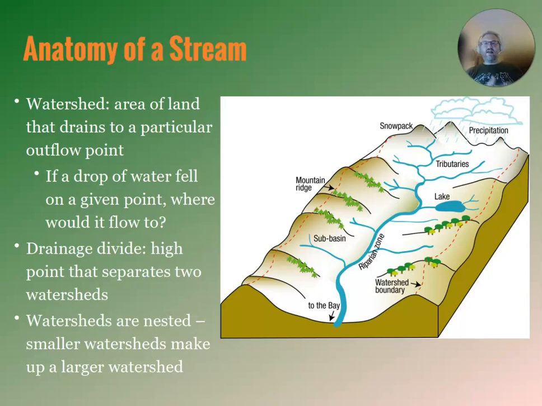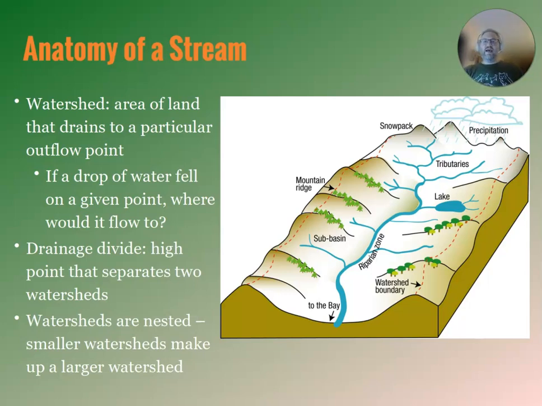So if you're ever trying to figure out what watershed you're in, you've got a point that you're considering, and you'll be doing this in your activity. You'll have some points to consider. Just think, if a drop of water fell at this point and it kept going downhill, and whatever was the quickest way for it to go downhill from this point, what stream would it end up in?